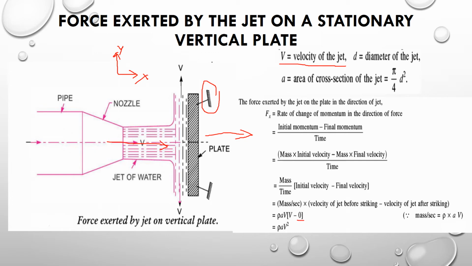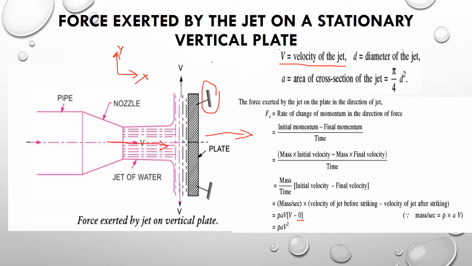The answer is, if we are finding the force exerted on the jet, then we will consider final momentum minus initial momentum. I repeat, if you are considering force exerted on the jet, then Fx is equal to final momentum minus initial momentum, or final velocity minus initial velocity. But here, we have considered the force exerted by the jet on the plate, on the stationary plate.